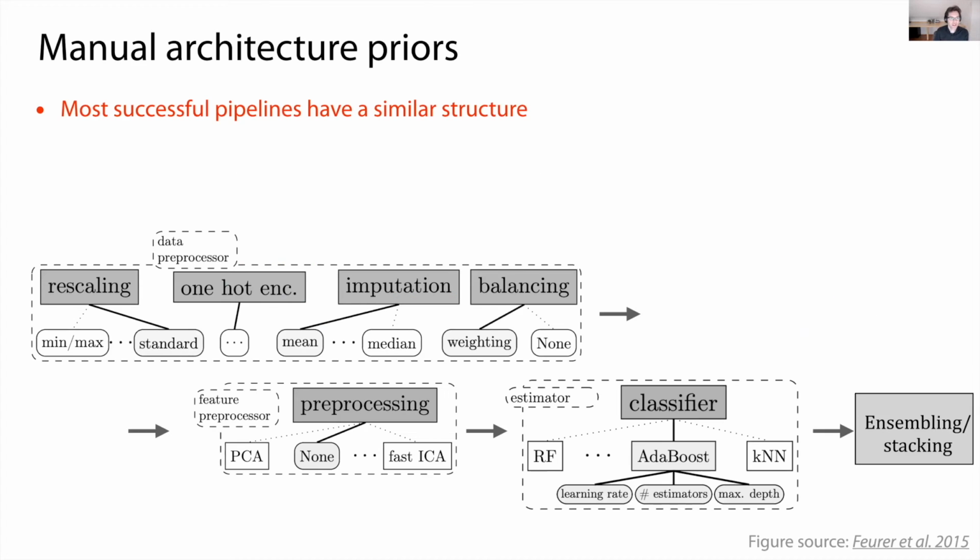So for instance, if you look at pipelines, there's typically a certain recipe for building a good pipeline. Right? It typically starts with preprocessing. So first you do scaling, then you do encoding, then imputation, then class balancing or instance balancing. Then you do preprocessing, and then you choose a classifier. And if you're done with that, then you can ensemble or stack multiple classifiers together into a larger model. And so if we know that this is the typical structure of a pipeline, we can put that into a prior that we give to our AutoML system.